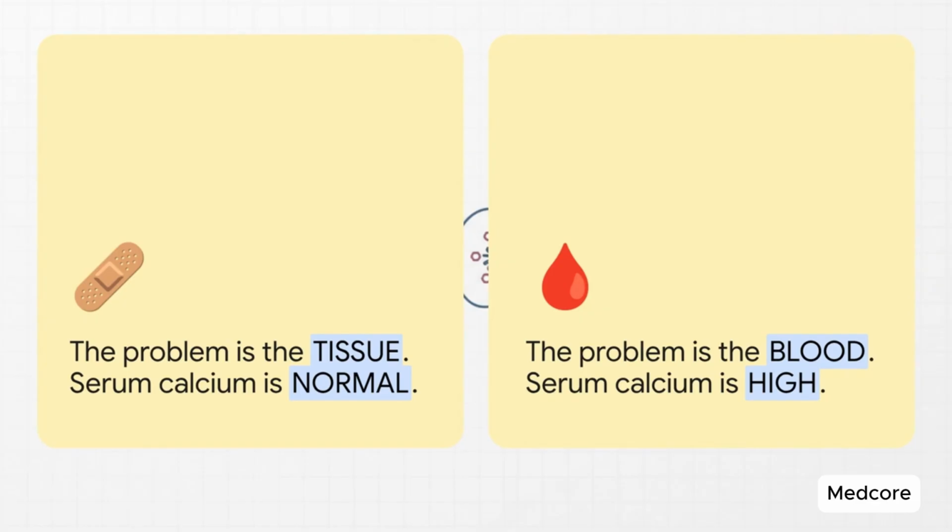Now, listen up, because this is the most crucial concept to get right from the start. Pathological calcification isn't just one process. It happens through two completely different pathways. And here's the fundamental difference I want you to burn into your brain. In one, the problem is the tissue. In the other, the problem is the blood. That distinction right there, it's the key to understanding everything else we're going to cover today.